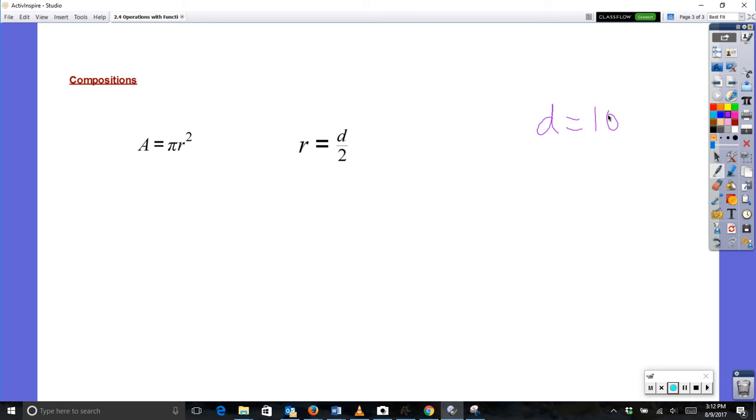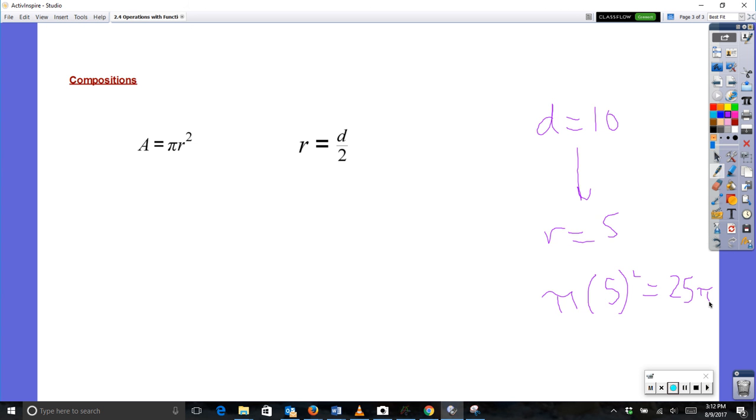Well, most people know the area formula in terms of radius. So you would sort of do a two-step mental process. And the first one you wouldn't think much about. If the diameter is 10, you would just say, okay, that means the radius is 5. Then you'd plug it into your pi r squared formula. You'd say pi times 5 squared is equal to 25 pi, whatever that may be in decimal form, square units.